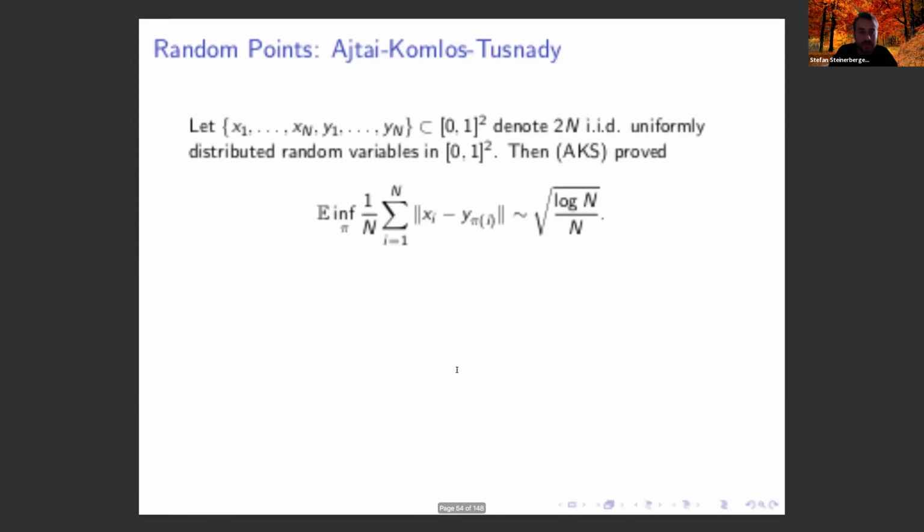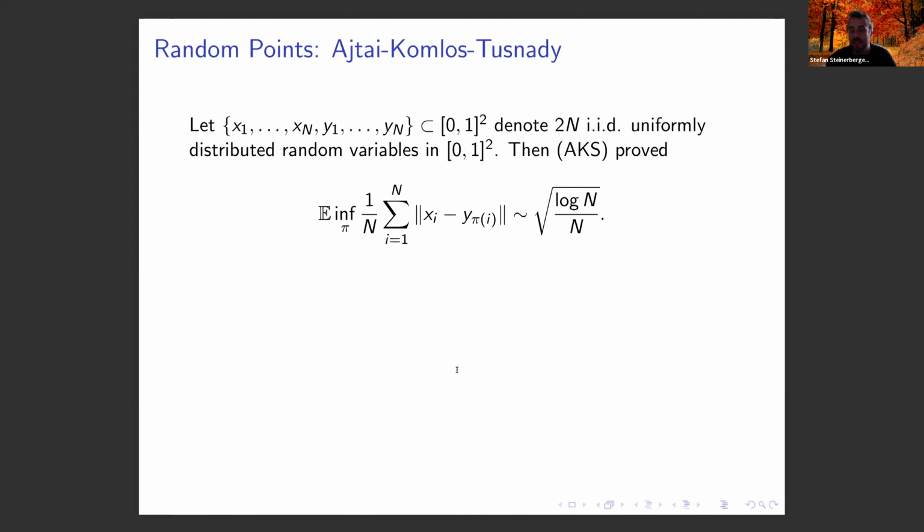Okay, so now I'll go back and recall a classical combinatorial result from the 80s. That's a lot of fun, and it gives us the first insight into what to hope for. Suppose you take n red points and n blue points on the unit square, and each point is randomly picked. Then we're going to match them up. You send each red point to a blue point uniquely and each blue point to a red point, so you have a bijection between these two sets. And you want the bijection so that the sum of the distances is as small as possible.